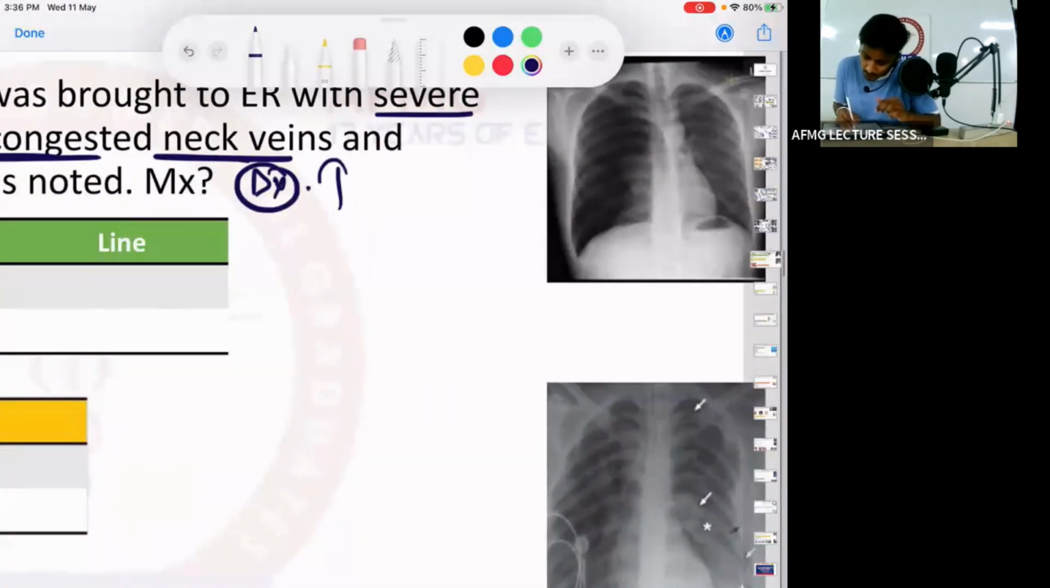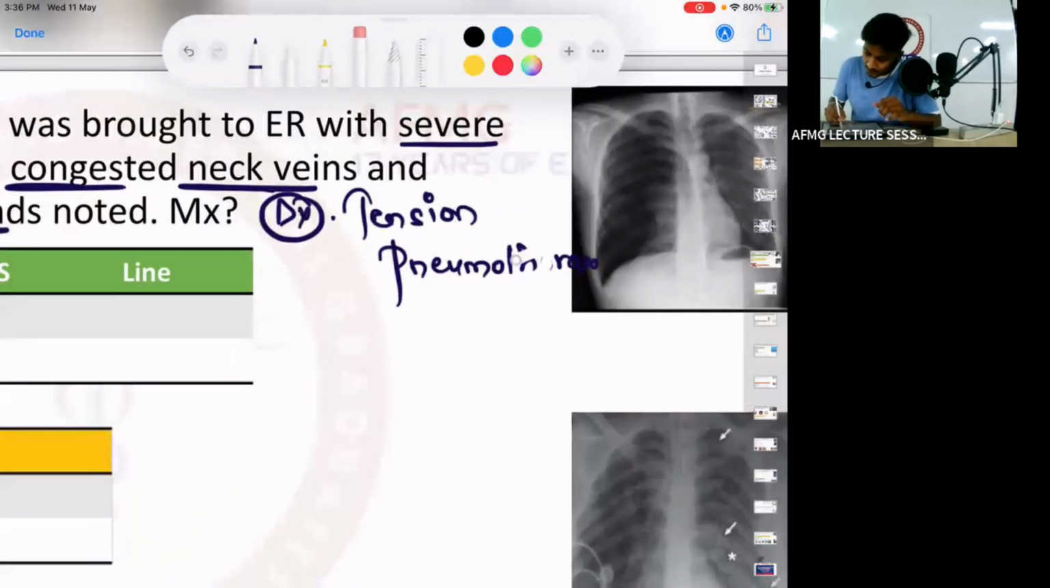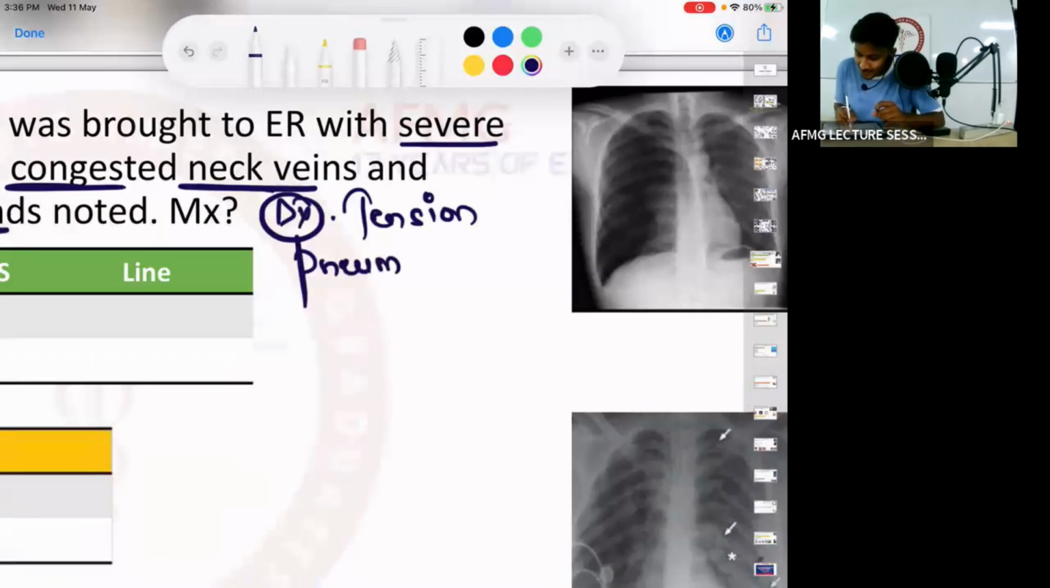The diagnosis is, so after a trauma, if the patient presents you with which features? A, B, C. क्या था mnemonic A, B, C? अरे भाई, मैंने जो टेंशन निमोथोरैक्स का निमोनिक दिया था वो पूछ रहा हूँ मैं.